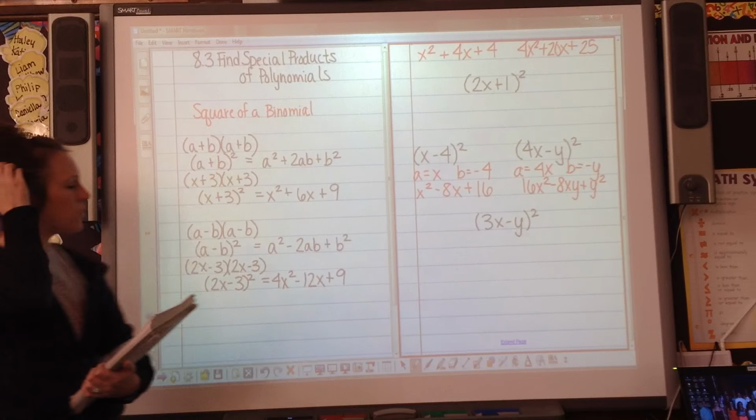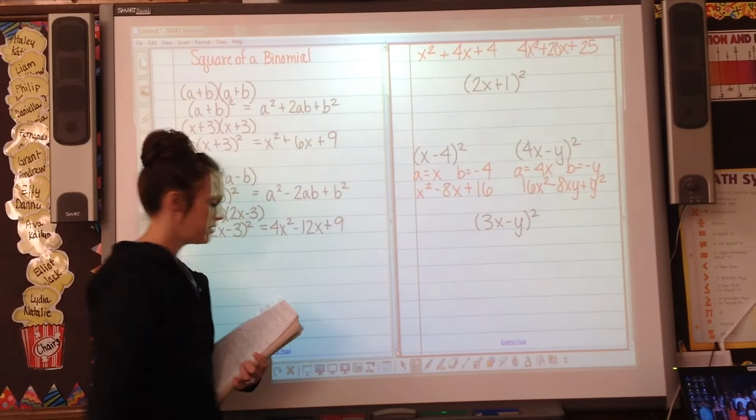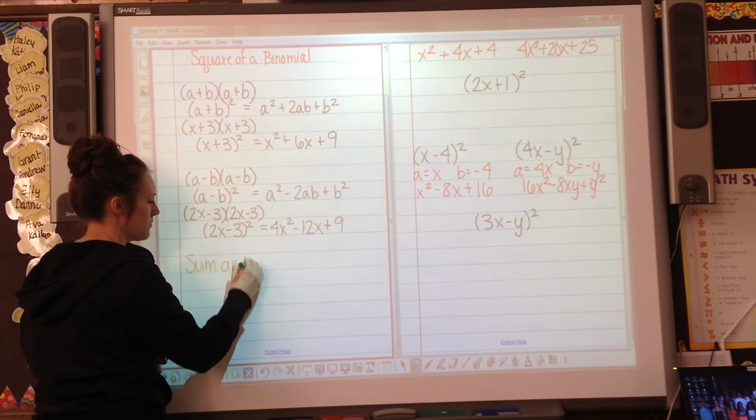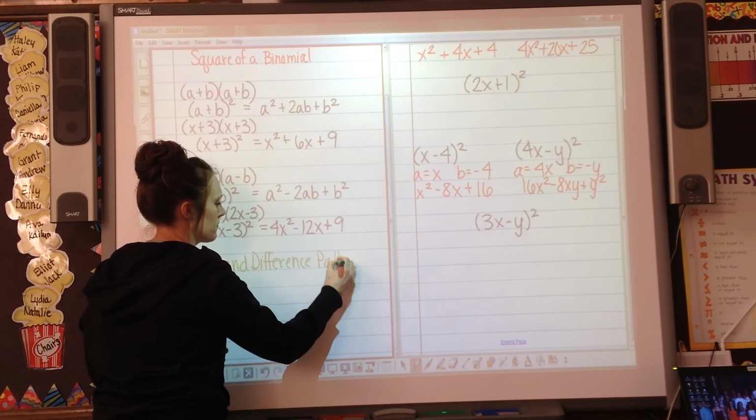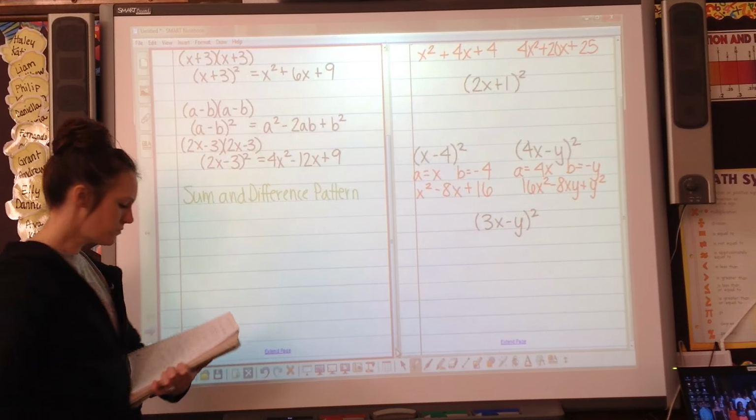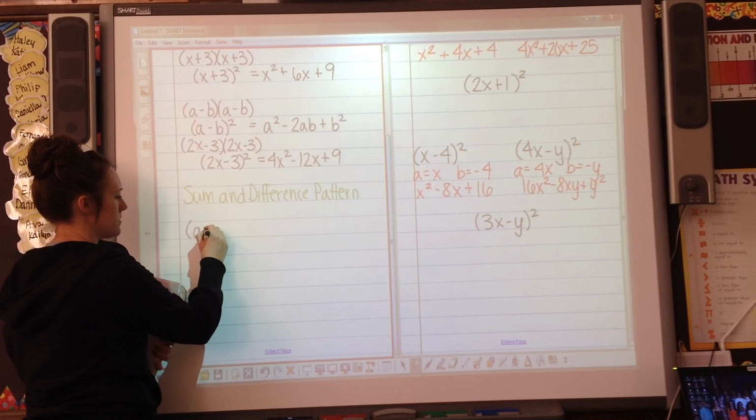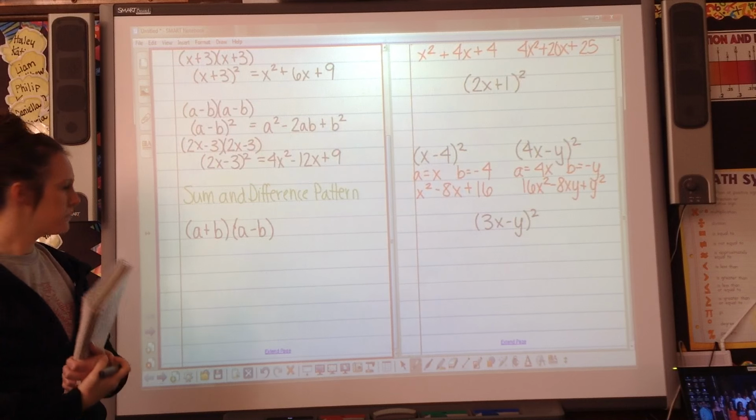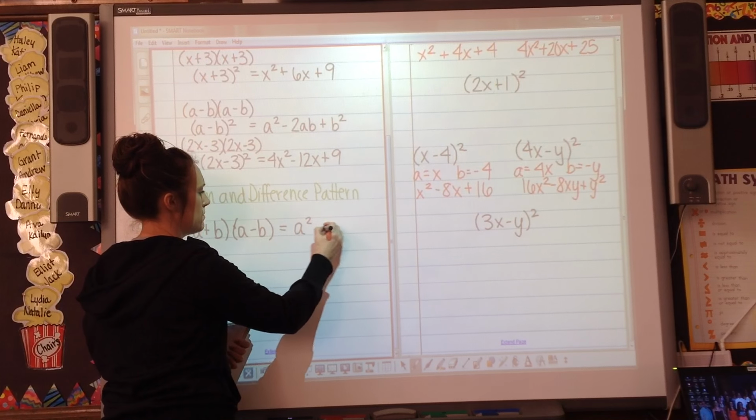Okay, that was one shortcut. We're going to learn one more. And this shortcut is called sum and difference pattern. Let's say you have two binomials that look like this, a plus b and the quantity a minus b. Your shortcut that you're going to want to memorize is a squared minus b squared.